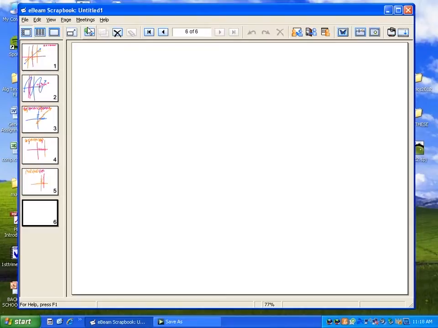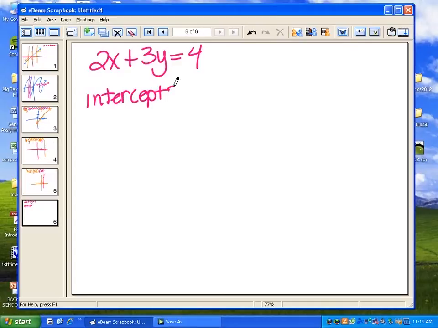So if I give you something like 2x plus 3y equals 4, there's 3 ways that we learned that we could put this on a graph. What's one of them? You could do the intercepts. Okay, and the intercepts means what, Caitlin? It means that one of the values sits on the graph, on the x or y axis.